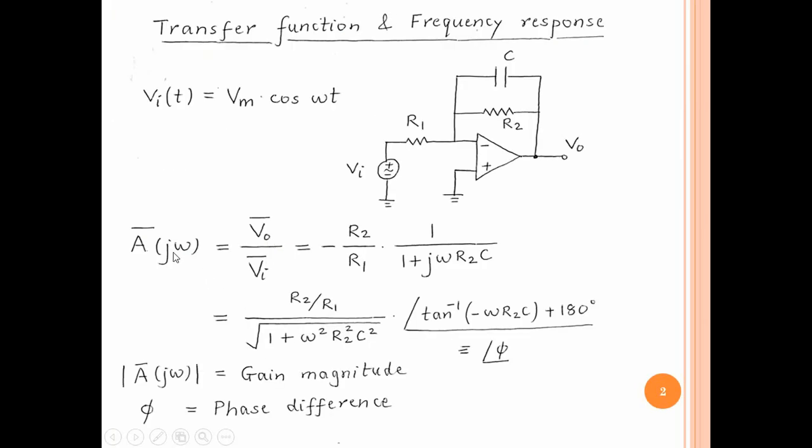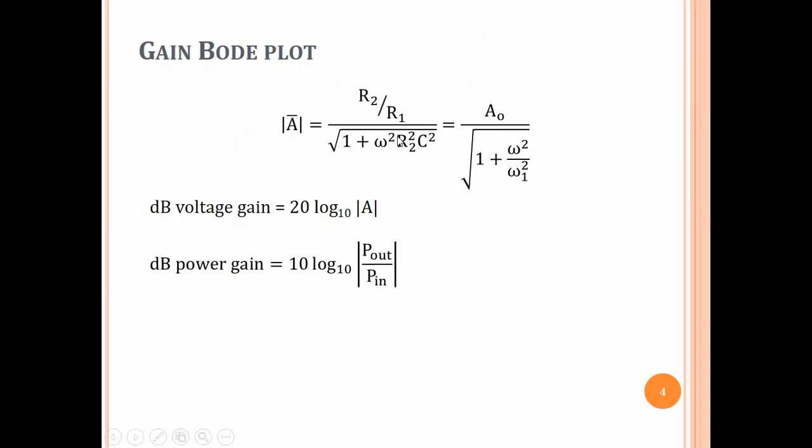So we'll look at the magnitude R2 by R1 divided by square root of 1 plus omega squared R2 squared C squared. That is the magnitude of A, and I'm writing this as some A0 divided by square root of 1 plus omega squared by omega 1 squared, where A0 is R2 by R1 and omega 1 is 1 over R2C. So that this is a more generalized function, and it does not need to be for this specific circuit. This is just a transfer function for which we want to study the frequency response.